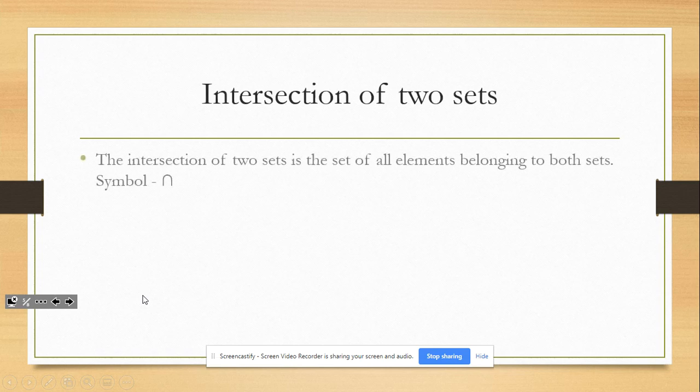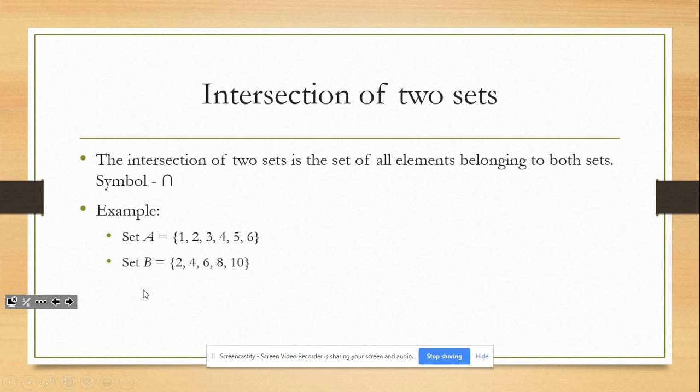The intersection of two sets is a set of all elements that belong to both sets. Notice the symbol for intersection. It's an upside down U and it's straight up. Here's an example. If set A is 1 through 6 and set B is 2, 4, 6, 8, and 10, the intersection of sets A and B would be what these two sets share. In other words, 2, 4, and 6.